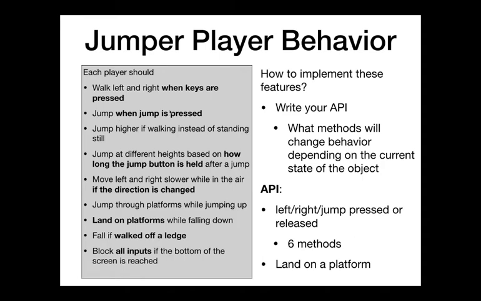When jump is released, I'm going to jump higher. When these keys are pressed or released, there's different behavior. So press and release, I got 6 methods from those. And also I have this one kind of oddball one, landing on a platform. Landing on a platform is going to have different behavior based on my state. I'm going to send that to my state for functionality.